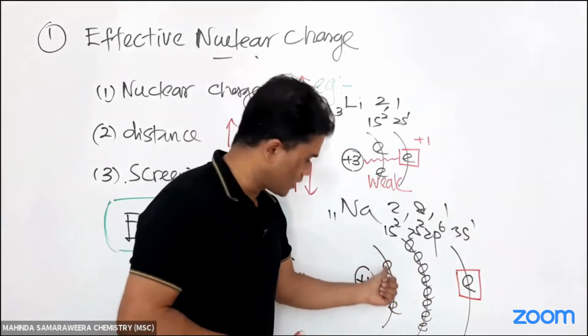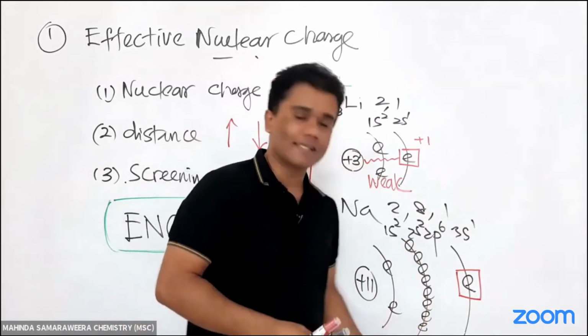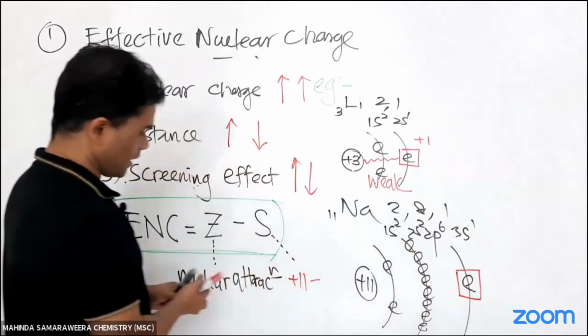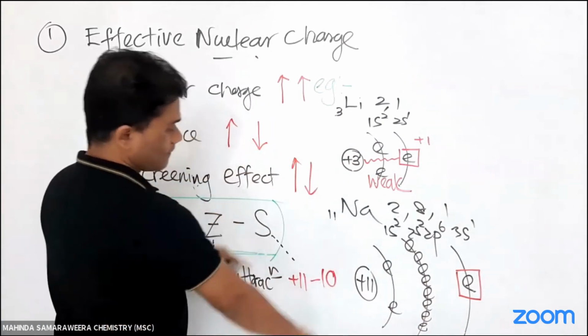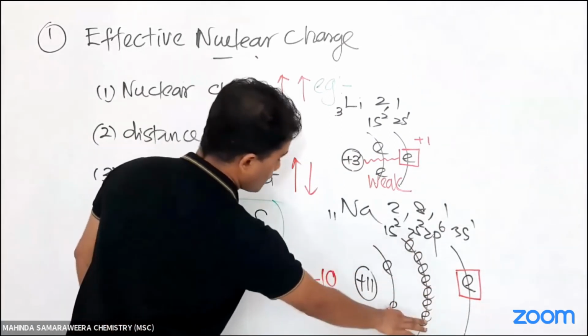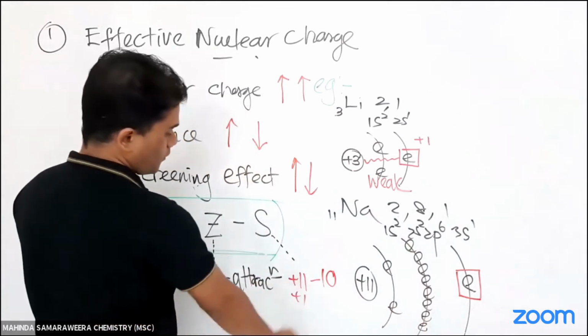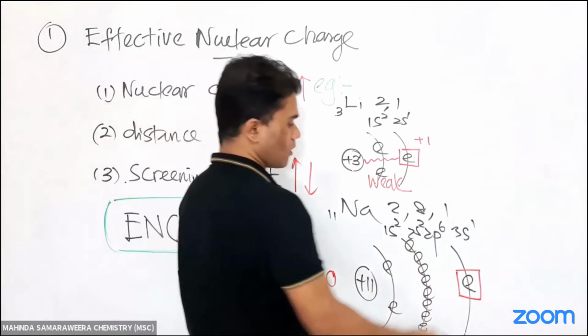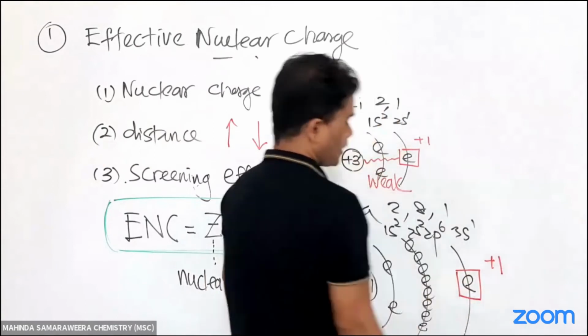Then I counted 2 here and 8 here. Total is 10. Shielding effect here is 10, not just 2, plus this 8, 10. So what is that value? Plus 1. So this electron has an effective nuclear charge of plus 1.